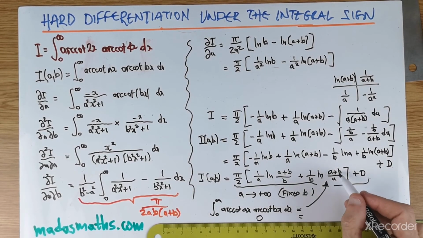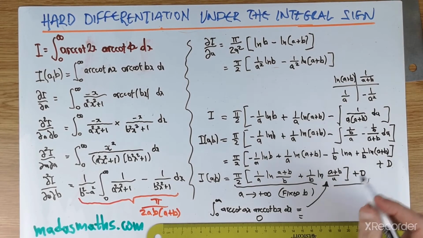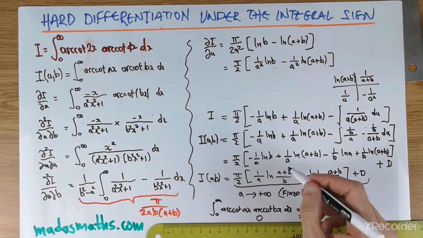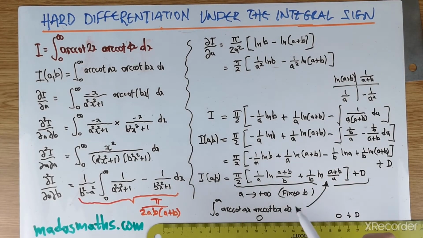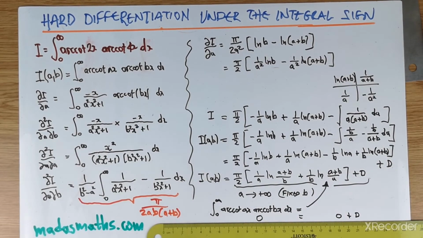This will be log of 1 as a gets massively large, the ratio approaches 1. So this is 0 plus d. The question is what happens to this one, because of course we have a going to infinity. So what's log infinity? Well, it's of course not finite, but it's not log infinity as such.